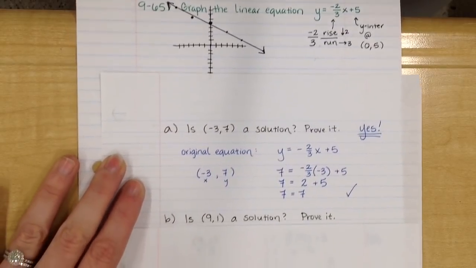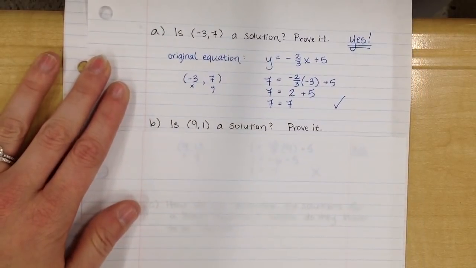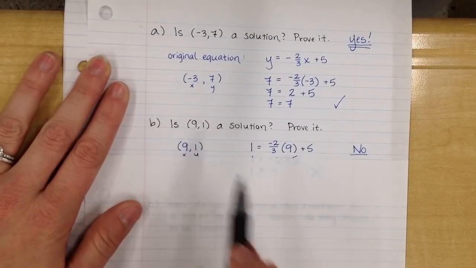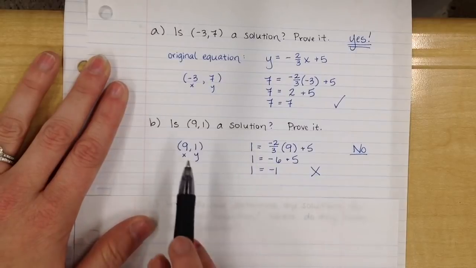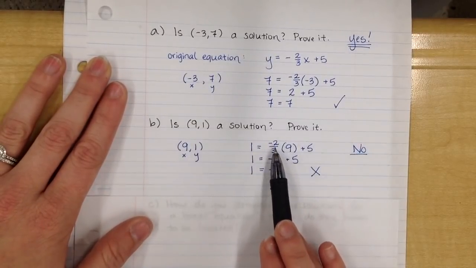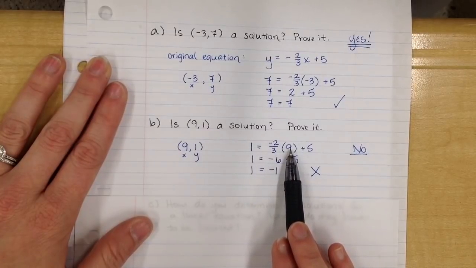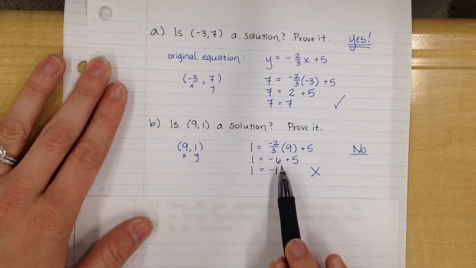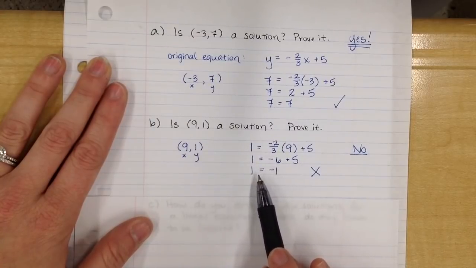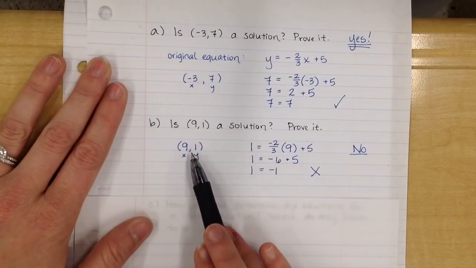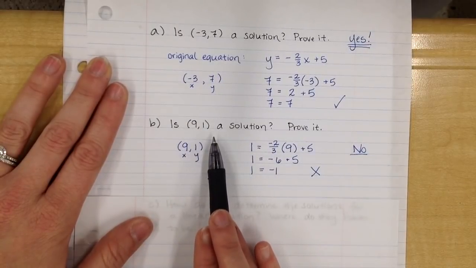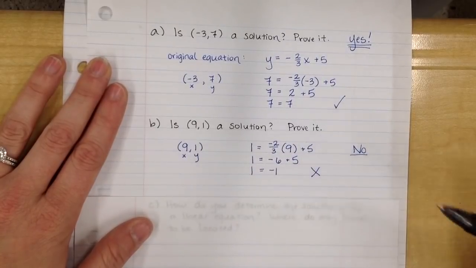Is 9, 1 a solution to this linear equation, linear function? Let's prove it. Well, we take that 9, 1, plug it into the x and the y values in the corresponding parts. Negative 2 times 9 is negative 18. Divided by 3 is negative 6. Negative 6 plus 5 is negative 1, and that is not equivalent to our positive 1 that we had for our initial y value. So no, 9 comma positive 1 is not a solution to this function.